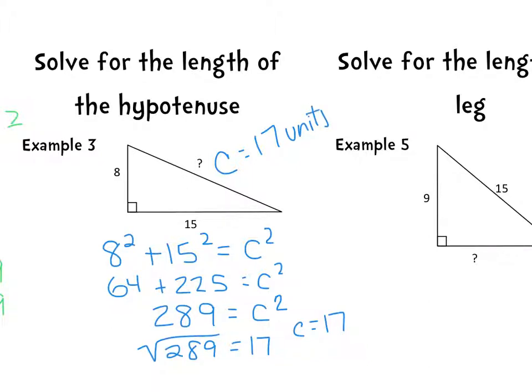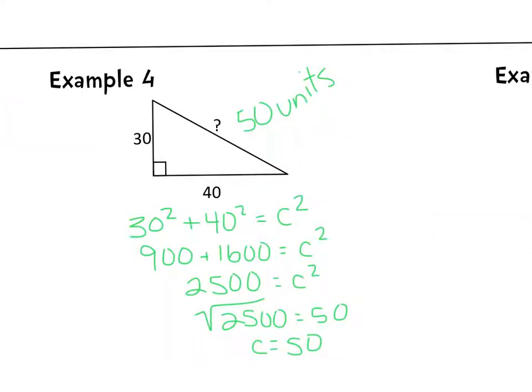Similar, I would like you to do example 4 on your own, and then you can come back and check if you got it right. All right, check your work against my work below. You should have gotten c, or the hypotenuse, is 50 units.